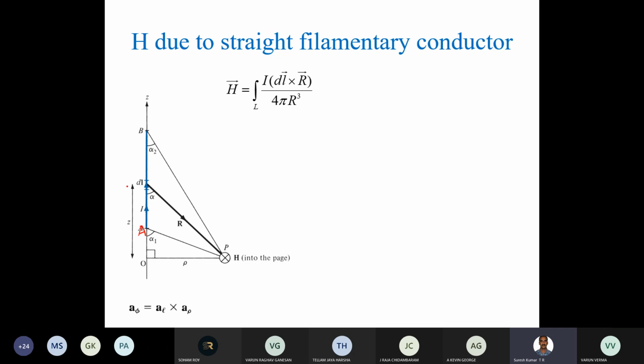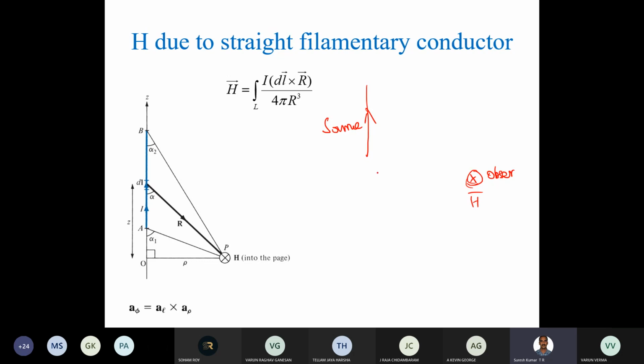It is finite in length, so it starts from A and ends at B. Please notice all these things. This is the source. Let us say this is the observation point. Why are we using the cross symbol? Hope you understand.